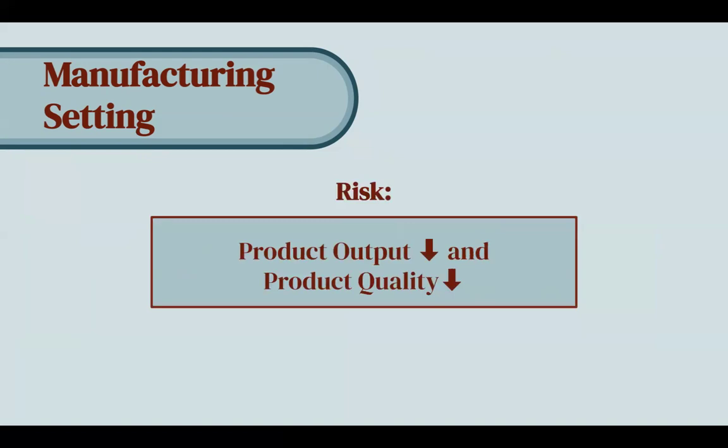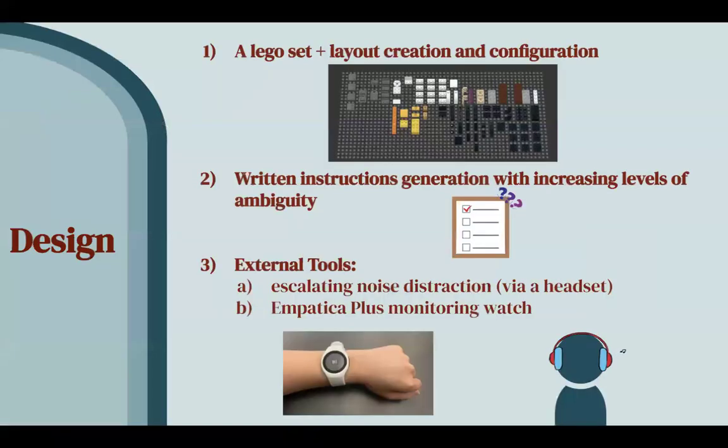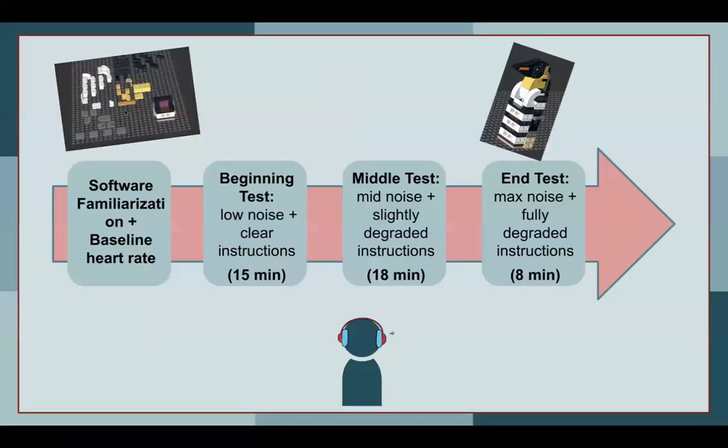Due to the fact that information overload in the manufacturing setting has a risk of decreased output and decreased product quality. So, to get into the design, a digital Lego set was created, and instructions to build this were created with levels of ambiguity increasing as the instructions went up in step count. Participants were suited with an Empatica Plus watch in order to record physiological markers and a headset in order to feed some noise distraction and better emulate the setting. So participants were familiarized, gained baseline values, and began the test in these different increments.